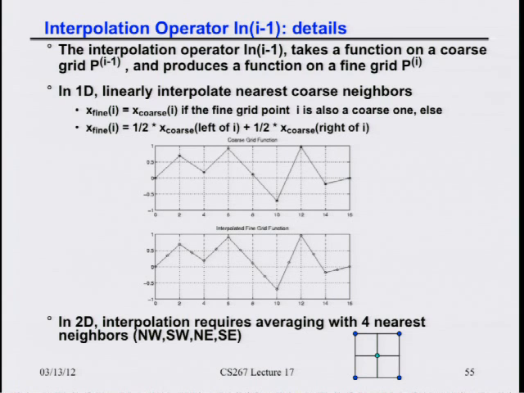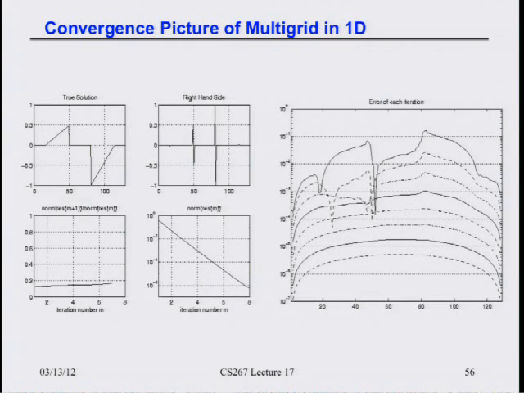So if we put it all together, let me just show you how it converges. So here's a convergence plot, just to see what goes on. So here is the true solution, which I've chosen to be something a little bit difficult. So it's this piecewise linear curve. And here is the right-hand side, which is like a delta function. So it jumps up to +1, jumps down to -1, and it's 0 everywhere else.